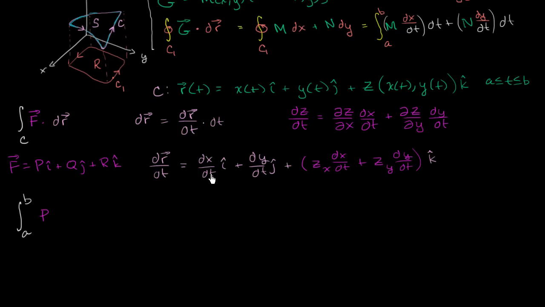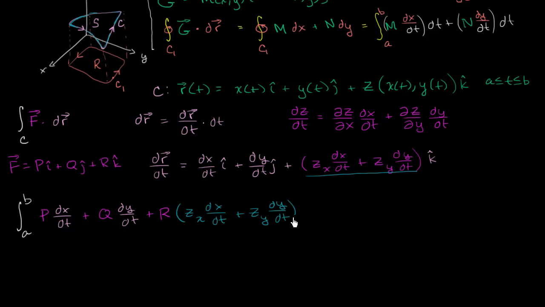P times dx/dt, plus Q times dy/dt, plus R times all of this business over here, which is the partial of z with respect to x times dx/dt, plus the partial of z with respect to y times dy/dt. And then we have to multiply all of this times dt. We can't forget that part right over there. So we're going to multiply all of this right here times dt.